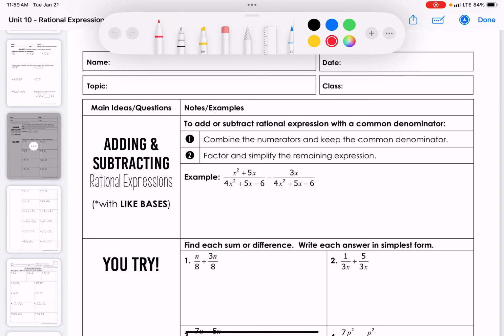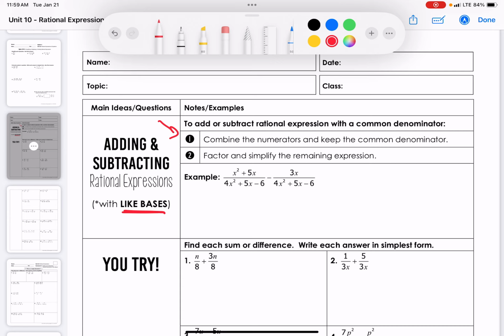All right, guys, so I'm going to show you how to add and subtract rational expressions. And this section right here is specifically for like bases, or a like denominator. To add or subtract rational expressions with a common denominator, first, you're going to combine the numerators and keep the common denominator. Second, you're going to factor and simplify the remaining expression.